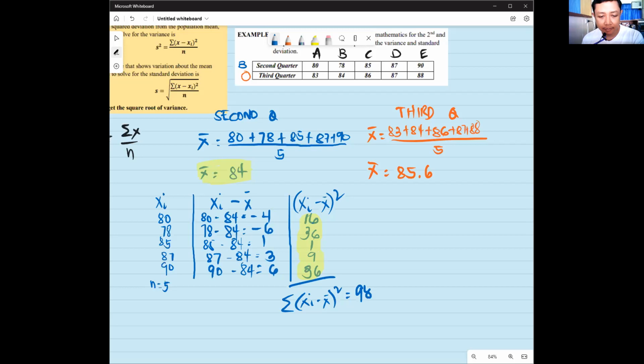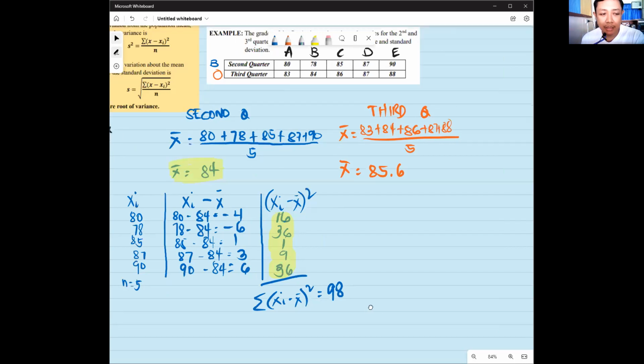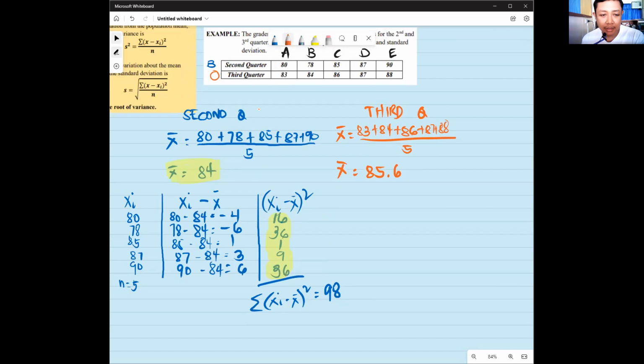Okay. Got it? Now that you already got this value, we are already near the end. But before we move on to the next one, let's try solving for the table of our third quarter grades. Okay, so let's try this. So our set of data are 83, 84, 86, 87, and 88. Okay, next, and of course, our n is equal to 5.